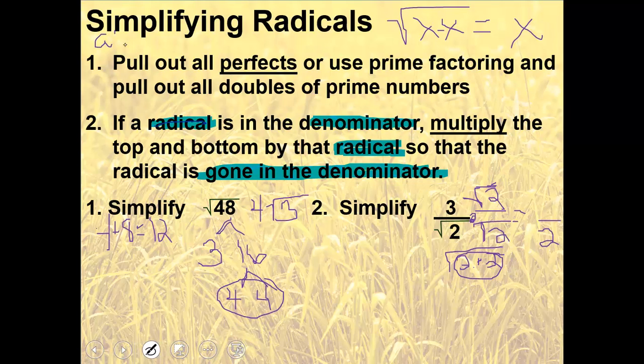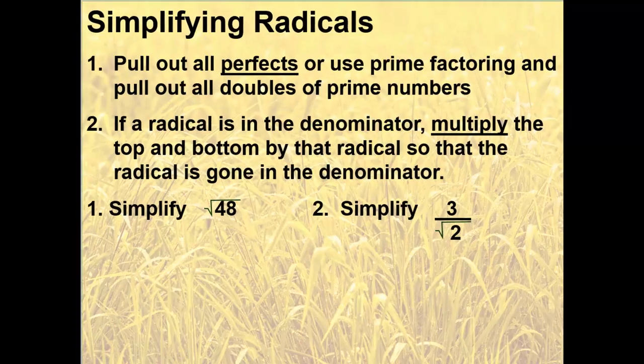Any pair under the radical is a single in front. Sorry, I know that looks crummy. Sorry about that. Okay. And then now I just multiply 3 times the square root of 2. And we're done.